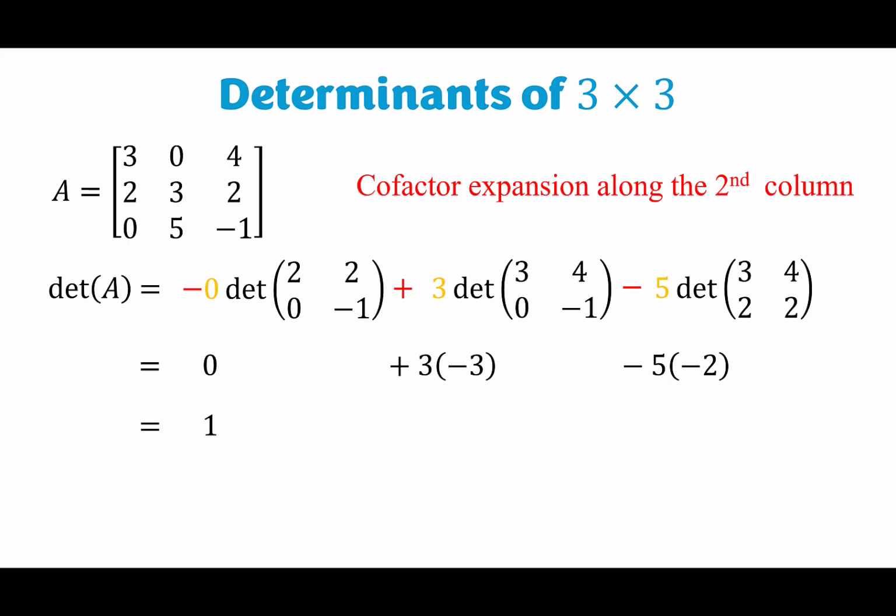So if you do along any row or any column, you get the same exact answer. You just have to be careful with your alternating signs. Again, odd row or odd column, you have plus, minus, plus. If you have an even row or even column, you have minus, plus, minus.